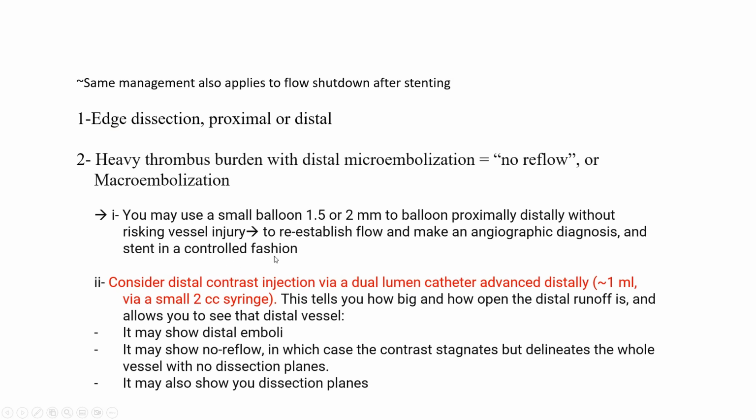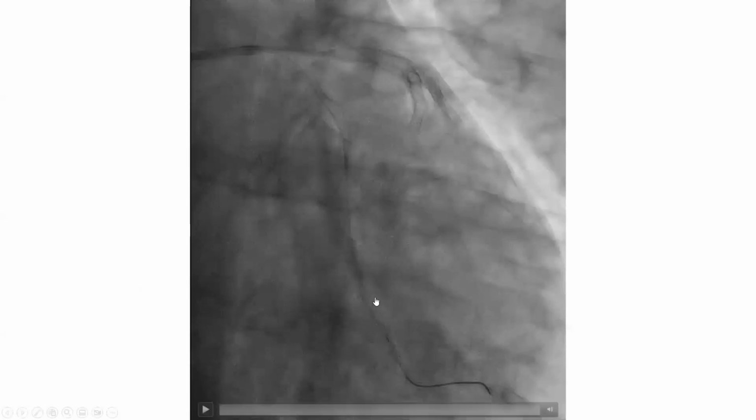The second consideration. So I tried to do that, I still didn't get any flow. The second consideration, and this is the point of this case, consider distal contrast injection via a dual lumen catheter, advanced distally. That's a key tip that doesn't come to the mind of a lot of operators. So you take a double lumen catheter, you advance it over the wire, and you inject contrast distally through that double lumen catheter. And then you will see.